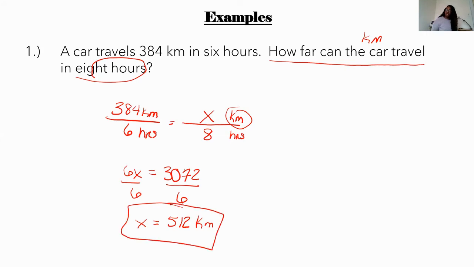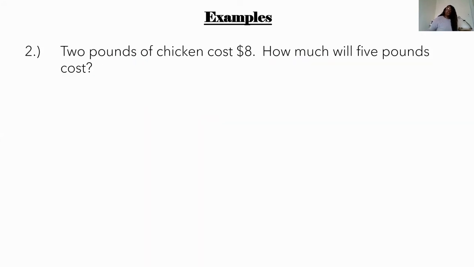Okay, let's try another one. So we got 2 pounds of chicken costs $8. We wish. Okay, how much would 5 pounds cost? All right, so I'm looking at that first sentence. So I have 2 pounds, over my cost, which is $8. So my ratio should be set up as pounds over my dollars, my money, okay?